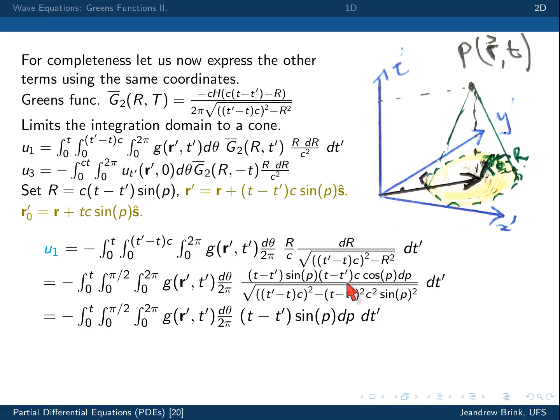C cancelling out that C, and what you're left with above is (t − t') sin p, and the cos p is cancelled out, that cos p over there, dp dt'. And that's an integral you can evaluate quite easily.